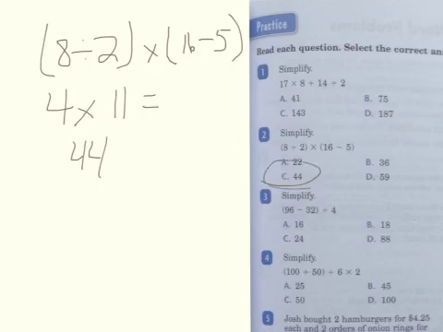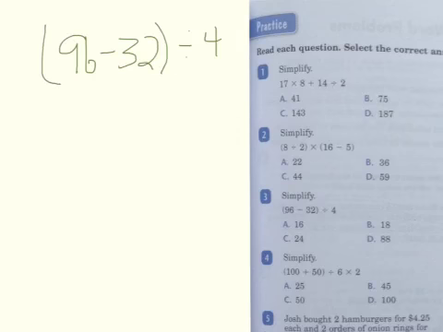Let's go ahead and do number 3. On number 3, we're going to simplify within the parentheses first, and then we're going to divide. So 96 minus 32 is going to give us 64. And then we're going to divide 64 by 4, and that is going to give us 16. So number 3 is A.